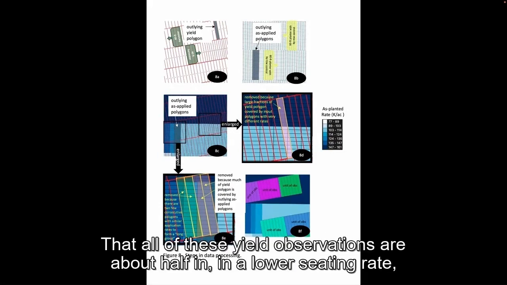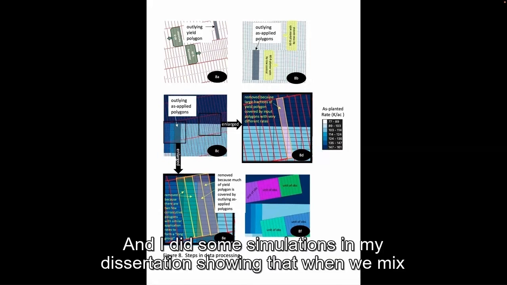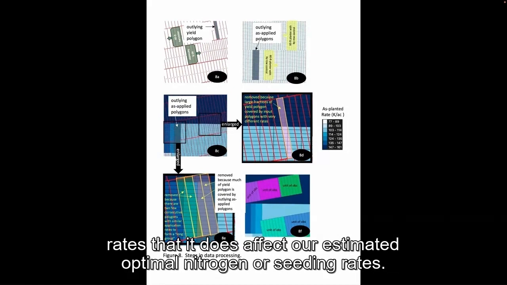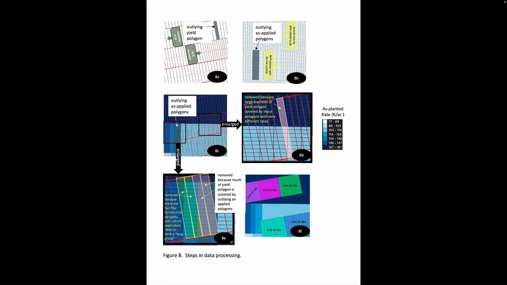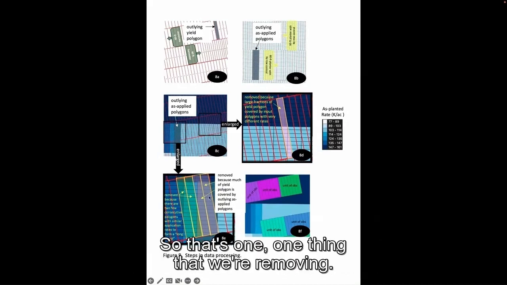All of these yield observations are about half in a lower seeding rate, half in a higher seeding rate. And I did some simulations in my dissertation showing that when we mix the yield observations from the high and low input rate, it does affect our estimated optimal nitrogen or seeding rates. So we really shouldn't be including these in our final data set. So that's one thing that we're removing.